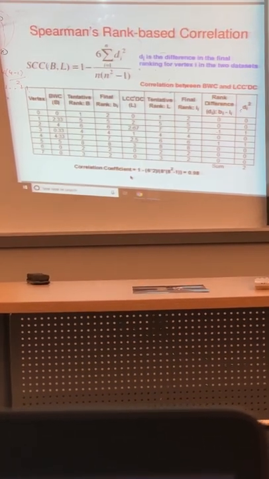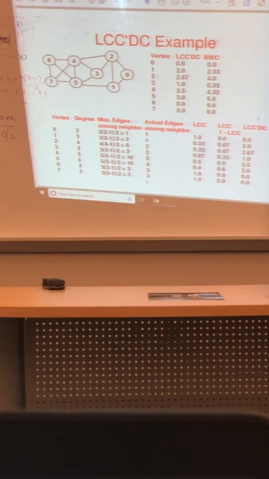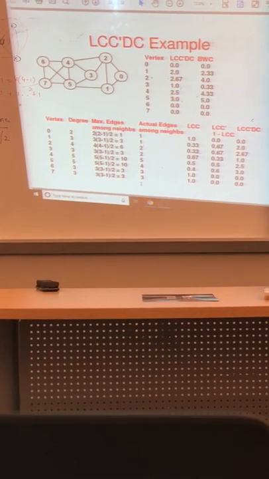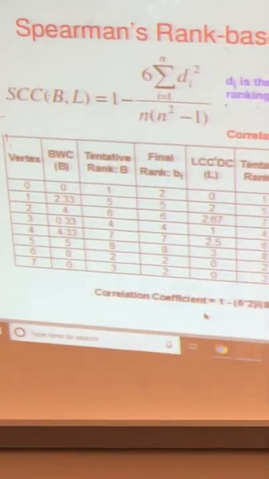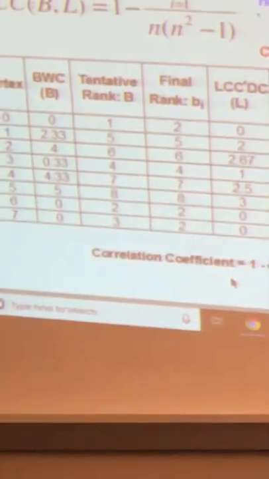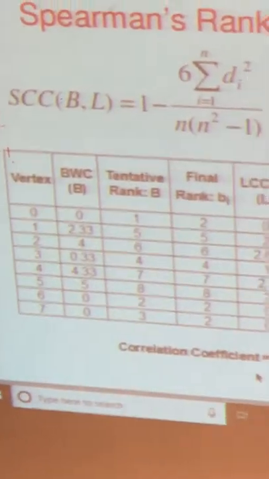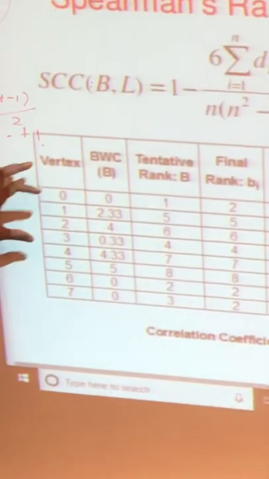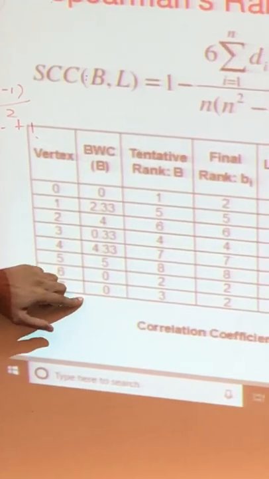Okay, so now for this graph, we got the betweenness centrality and the LCC prime DC values. So I want to now compute the 3 correlation coefficients, starting from the rank-based correlation coefficient. What I mean by the rank-based correlation coefficient: you got the ranking of the vertices based on these 2 metrics. So how similar are these 2 rankings? These are the 8 vertices. These are the betweenness centrality values.